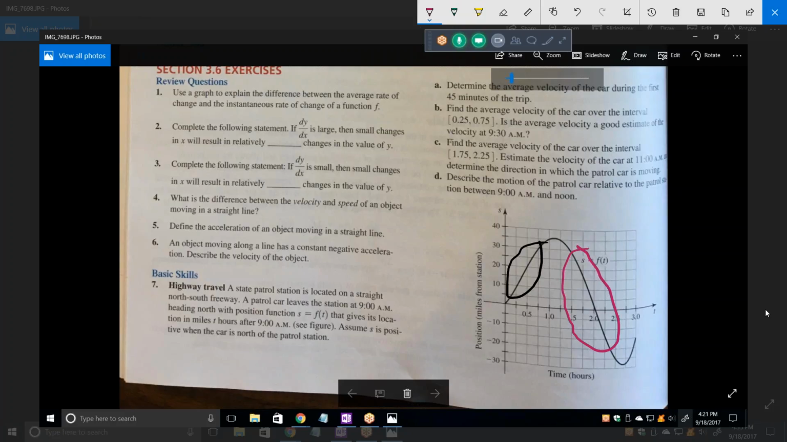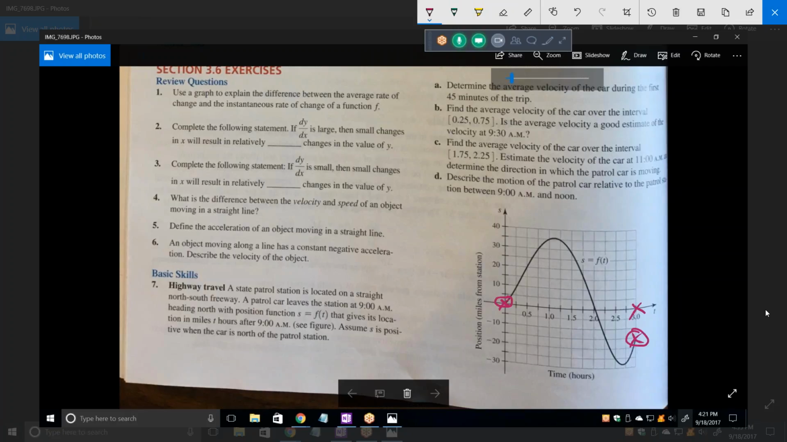All right. Describe the motion of the patrol car relative to the patrol station between 9 a.m. and noon. All right. 9 a.m. is right there. Noon is right there. He goes from being at the patrol station. Where's that? At 0. No, when I say where is that, I mean what's the y coordinate of that? Oh, that one? Mm-hmm. Oh, it's not at the patrol station, my bad.